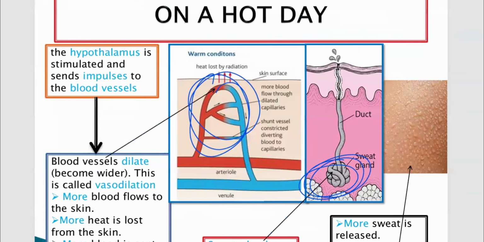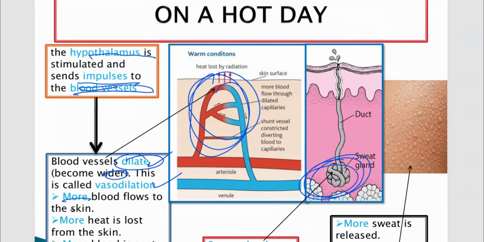So when we come to the exam, we see that the hypothalamus is stimulated. The moment your hypothalamus is stimulated, what will happen? It's going to send the impulse to the blood vessels of the skin. The blood vessels will dilate, meaning that they become wider. This is called vasodilation. You saying dilate is a mark, and saying this is called vasodilation is also another mark.